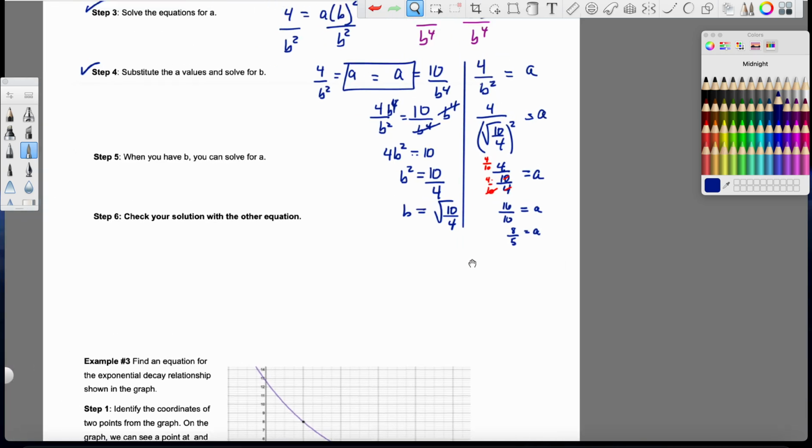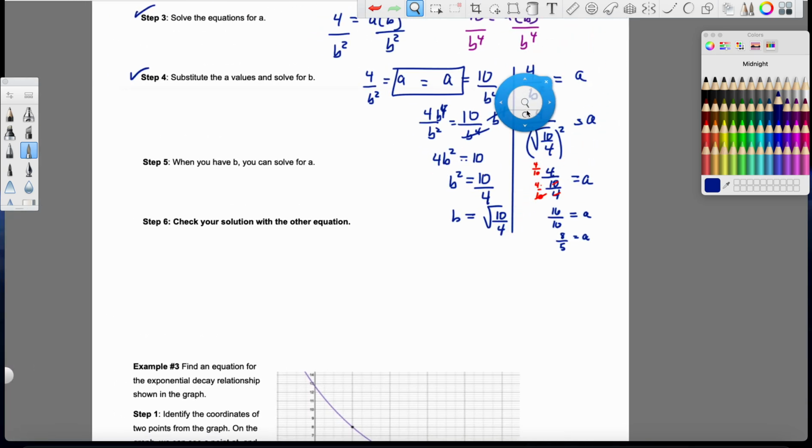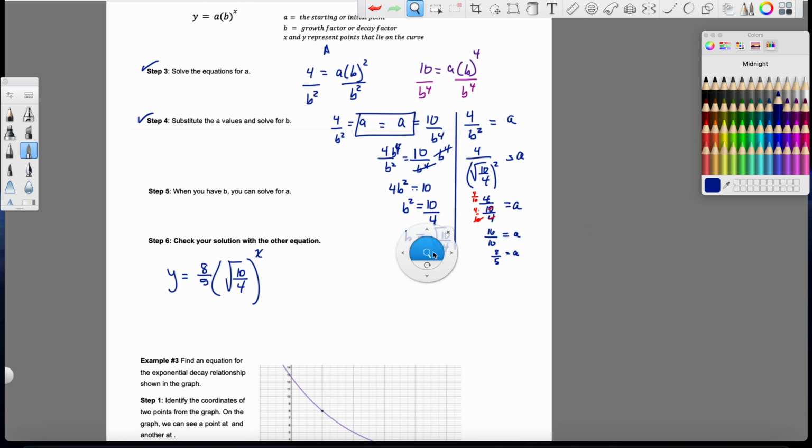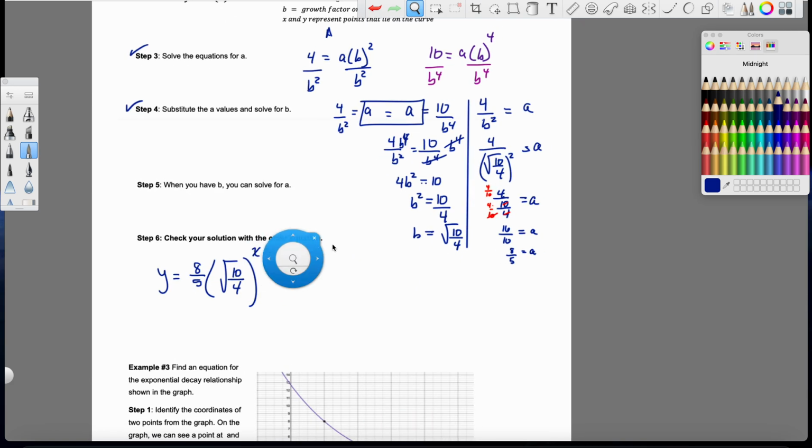Okay, so I've got my a value, I've got my b value. I can write my equation. Y equals a, 8/5, b is root 10 over 4, to the x. There we go. Check your solution with the other equation. Okay.